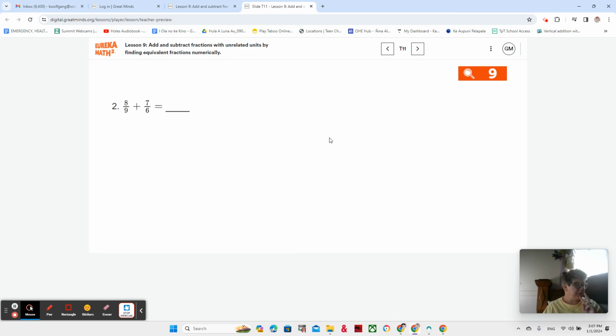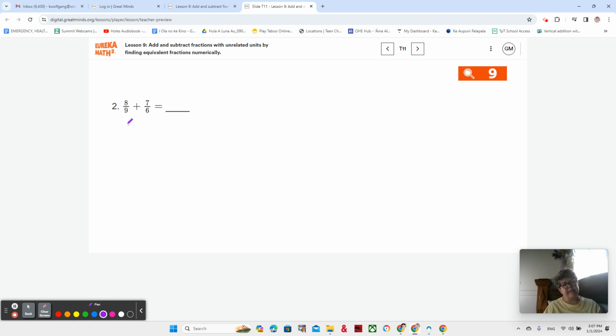And we are now on number 2 on page 77. And we have 8/9 plus 7/6. And they are not like, are they? They are not like at all. So think about that. Have you done something like this before? All right. Maybe you want to draw area models, right? Maybe you want to list multiples and think about this problem. So let's do some multiple listing.